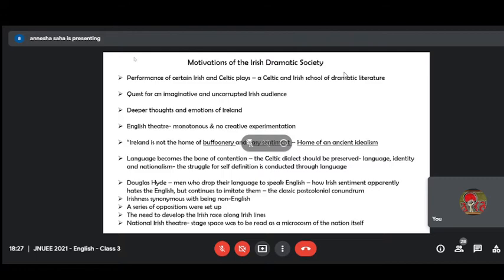And then she says that the quest here would be for an imaginative and uncorrupted Irish audience. Now, this statement becomes particularly controversial when we look at the kind of plays that someone like W.B. Yeats was writing, as opposed to the kind of plays that Synge was writing. So when she says that the aim for the dramatists associated with the Irish Dramatic Society would be the quest for an imaginative and uncorrupted Irish audience.